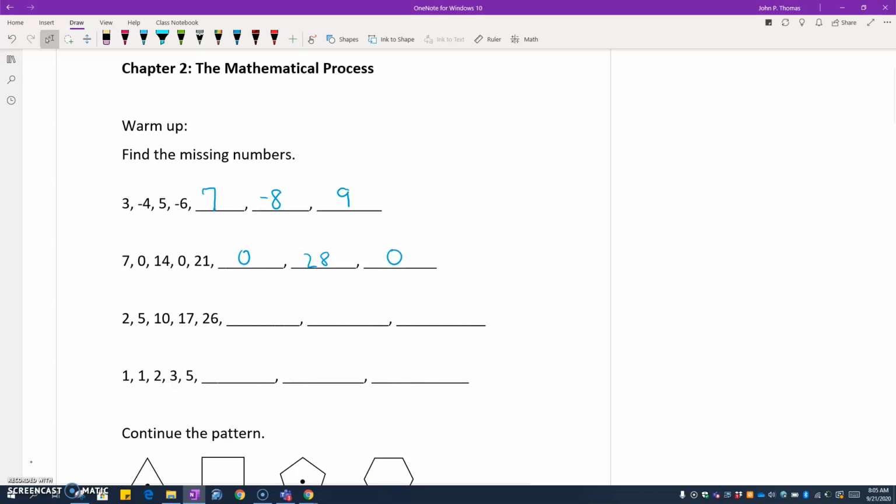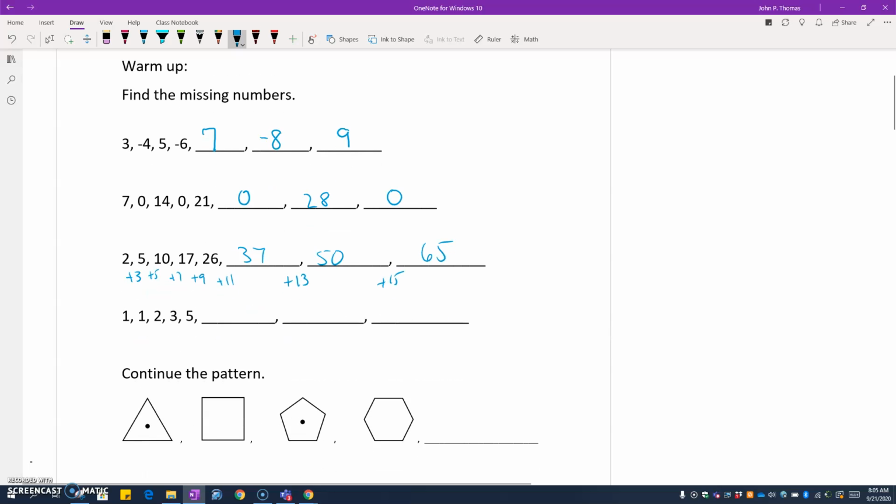In the next one, we've got 2, 5, so it's up by 3. 5, 10, up by 5. Then we've got up by 7, up by 9. So the next move I'd go up by 11, so 37. The next move I'd go up by 13, which would take us to 50. And the next move I'd go up by 15, which would take us to 65.